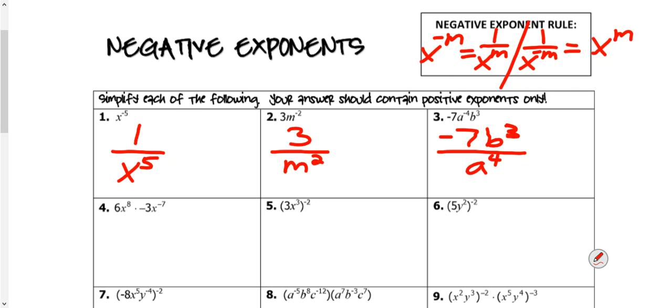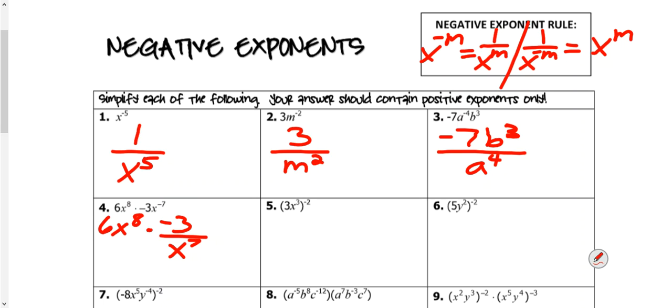Number 4. Number 4 is going to combine some things that we've learned in previous lessons because we're multiplying two monomials. We have 6x to the 8th power multiplied by negative 3 over x to the positive 7.